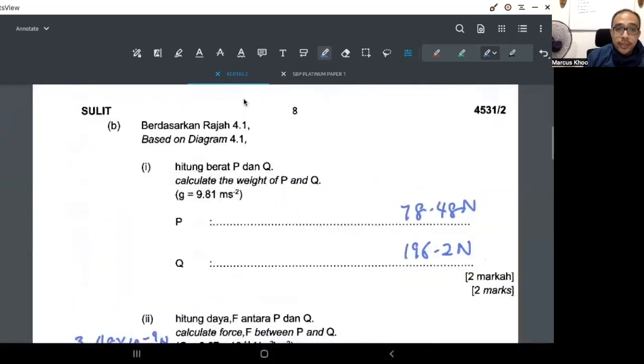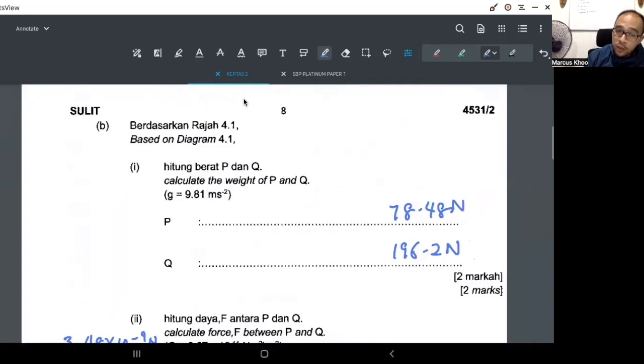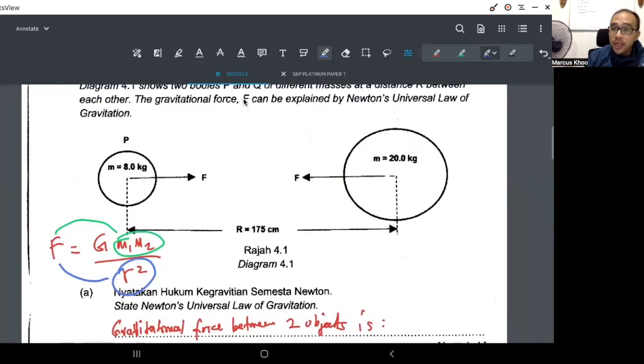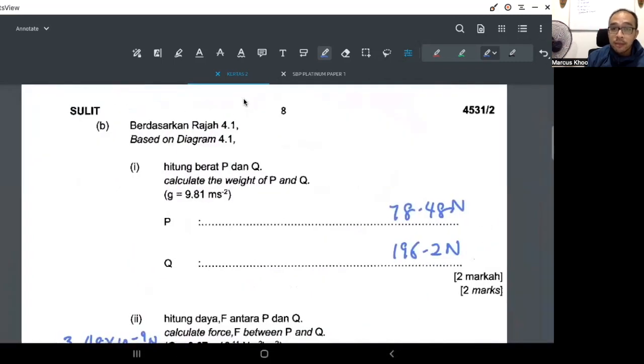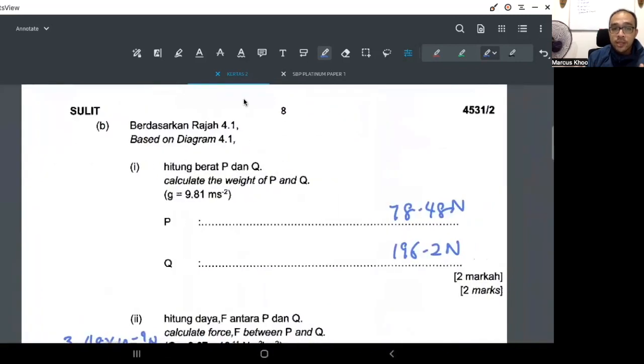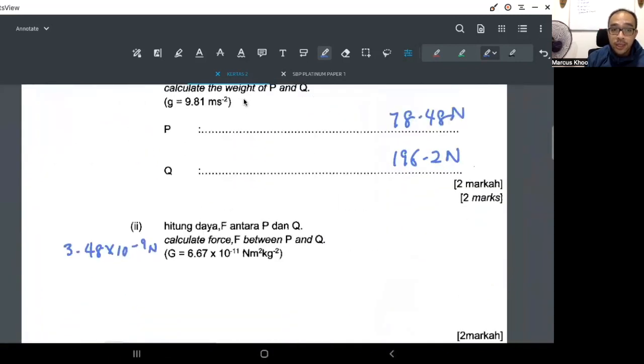Okay, so next, calculate the weight of P and Q. The answer is there, 78.48 N. The mass is given, one is 8 kg, one is 20 kg, so you can calculate the weight yourself. Obviously the 20 kg is much bigger, so obviously the weight is also much bigger.